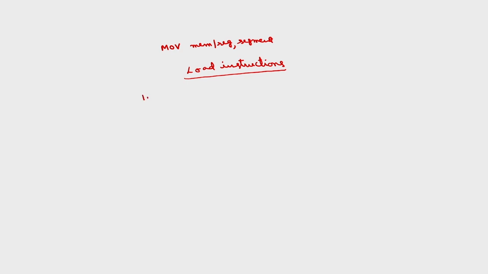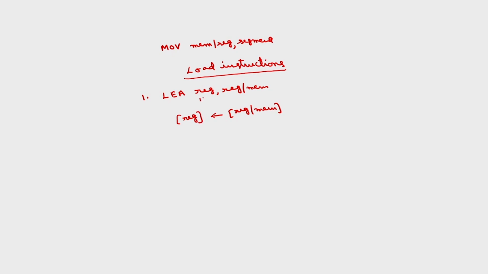So, the first load instruction is LEA register comma memory/register. Load effective address, EA stands for effective address, directly into any register. So, this register can be BX, BP, SI, DI. Okay. So, the contents of register/memory is transferred to this register.